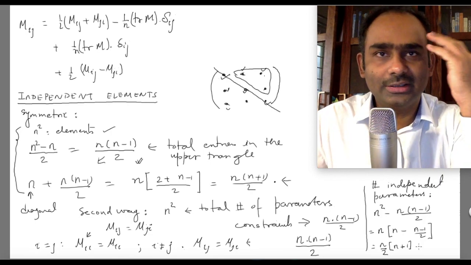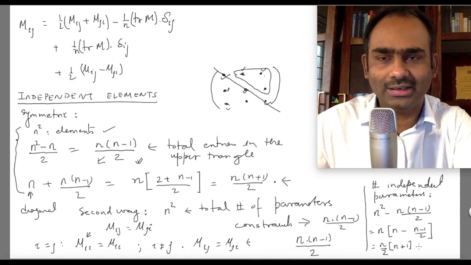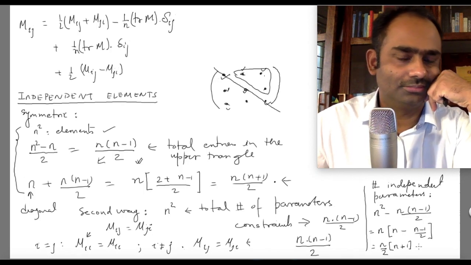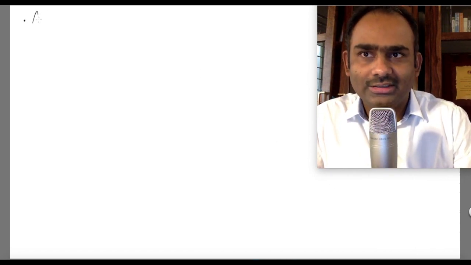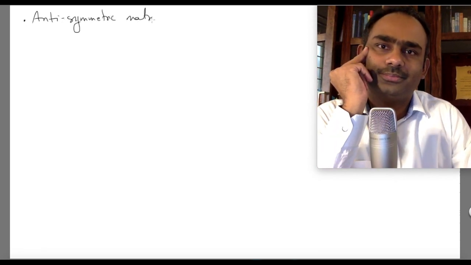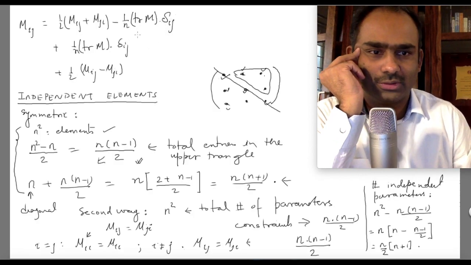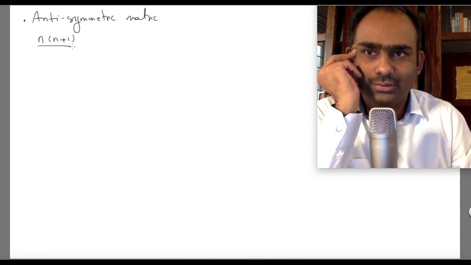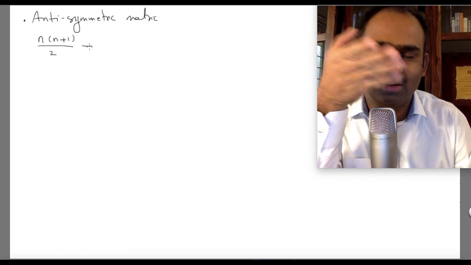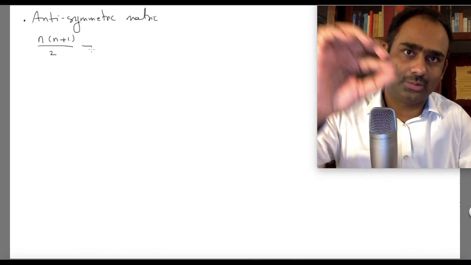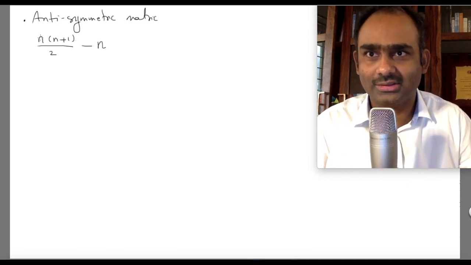And for an anti-symmetric matrix, it is the same calculation except for the fact that on the diagonal you have nothing. The diagonal entries are zero. So you remove those n entries. So for an anti-symmetric matrix, what we can do is take the previous result, which was n into n plus 1 over 2. But now I have nothing on the diagonal. They are all zero, so there is nothing to choose. You cannot make a choice of what should be on the first entry, what should be the second entry on the diagonal. So you remove them.